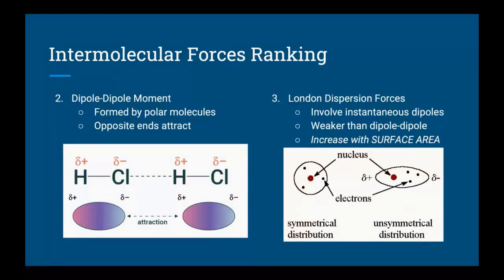Next, we've got dipole moments. Those are formed in polar molecules. What you're going to be looking at is anywhere where we see a larger difference in electronegativity. The electrons are drawn away from the less electronegative atom to the more electronegative atom. So in this case, if you look at HCl, those electrons are being drawn away from that hydrogen to the chlorine.